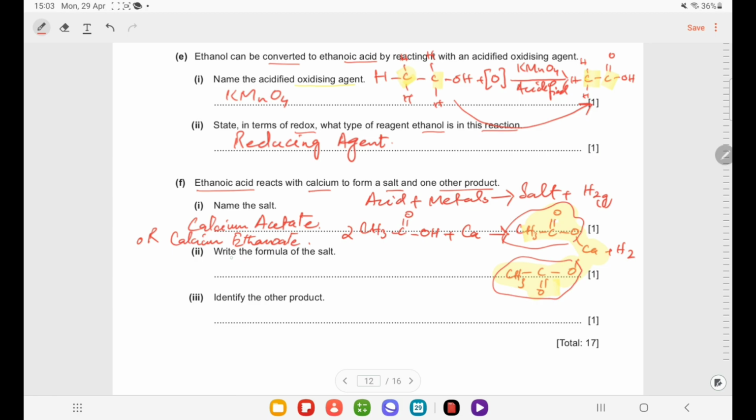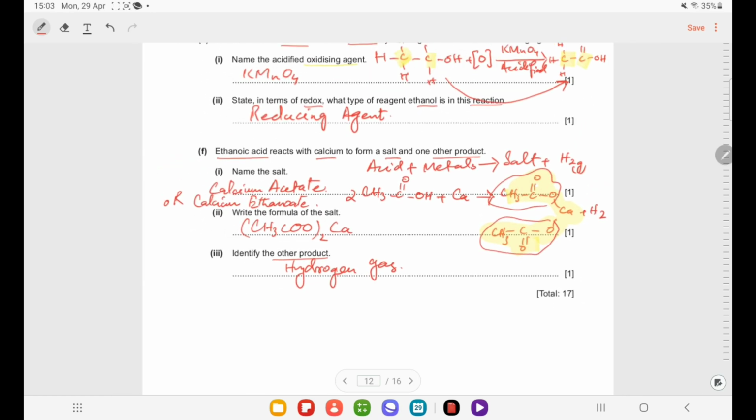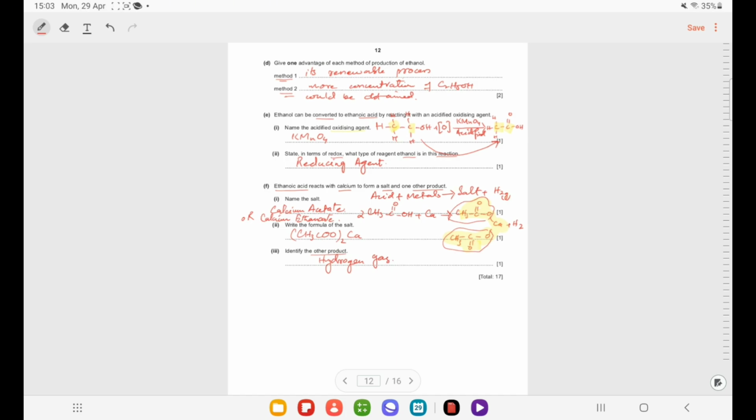Let's move to the second part. Write the formula of the salt. We already mentioned the formula, but let me write it. There are going to be 2 ethanoate groups with 1 calcium. Next part, identify the other product, that is hydrogen gas. So that's all about question number 6, the organic chemistry question from October November 2023. I hope you have understood these concepts.